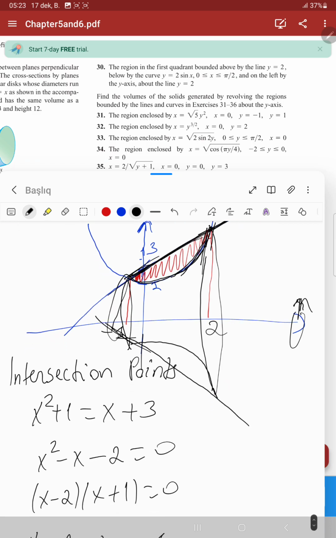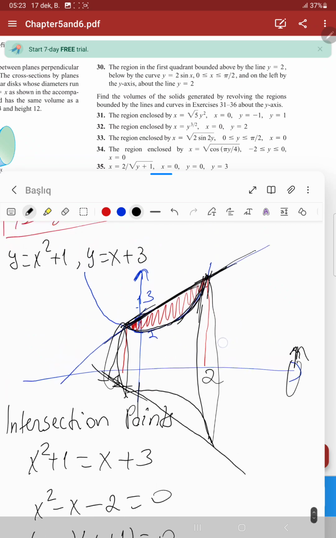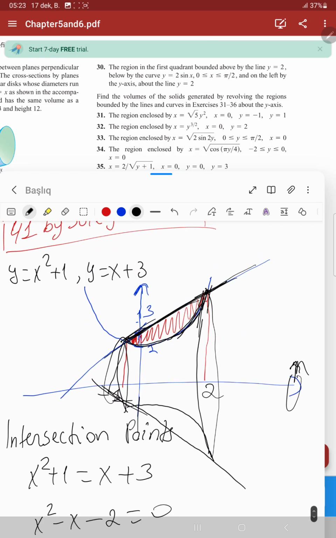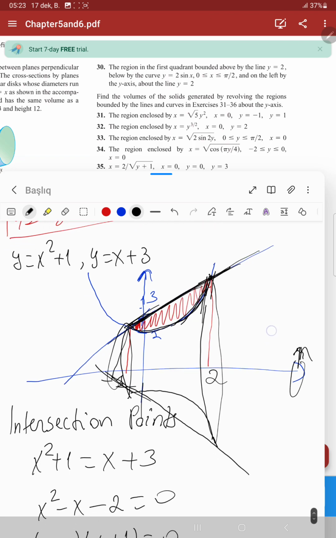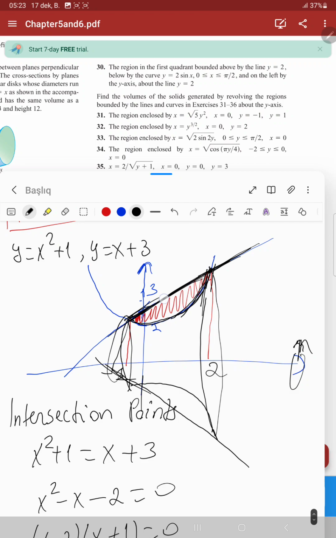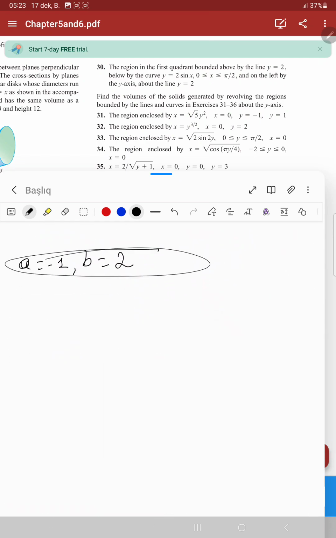We will get two radii. One of them will be for y equals x plus 3, and the other one is for x squared plus 1. How will we know which one is bigger? This is a bow, this is bigger. Easy peasy.